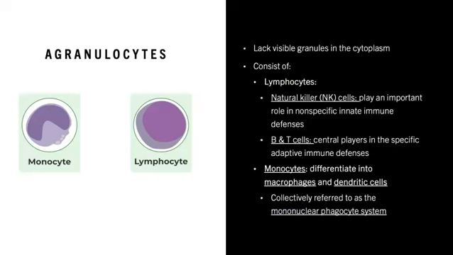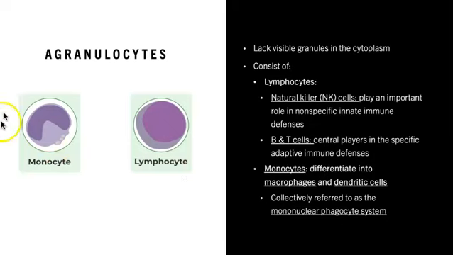All right, moving into our agranulocytes. Remember, these cells lack visible granules within the cytoplasm. There are two main agranulocytes. We've got our lymphocytes, which include our natural killer cells, also known as NK cells, which play an important role in our nonspecific innate immune defenses, and our B and T cells. We sometimes call these B lymphocytes or T lymphocytes, and they're central players within the adaptive immune defenses. We'll talk more in detail about them in the next chapter.